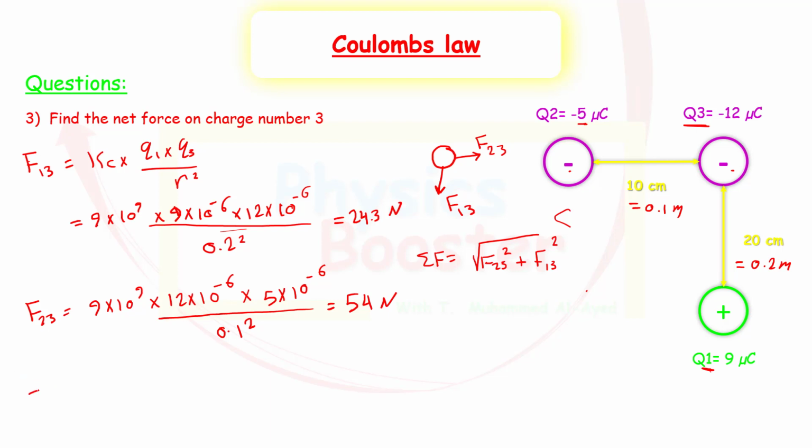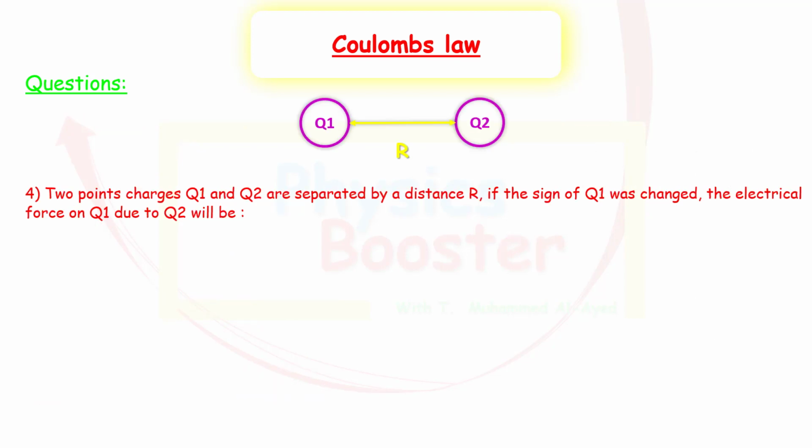So the summation of forces is going to be equal to the square root of 24.3 squared plus 54 squared. This will give us the answer of 59.2 newtons. But the direction, it will be in this direction. So this is the net force. Okay, so the final answer is 59.2 newtons.